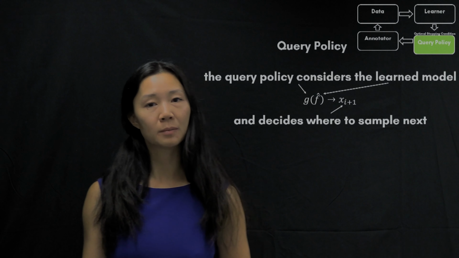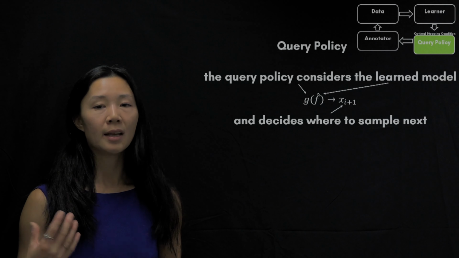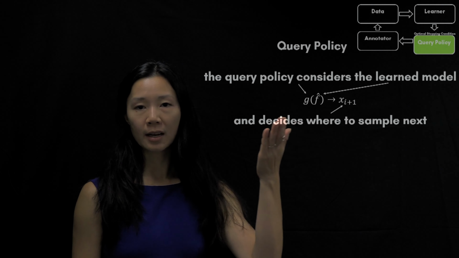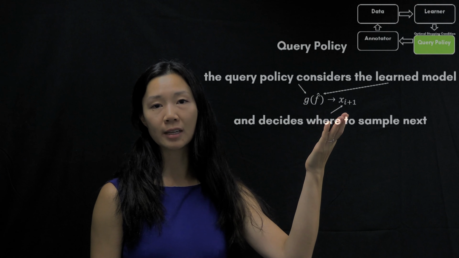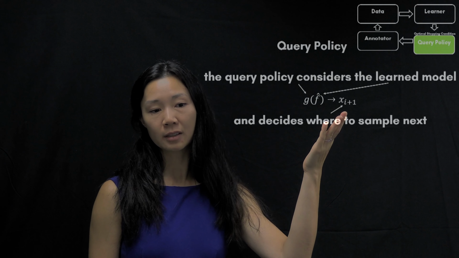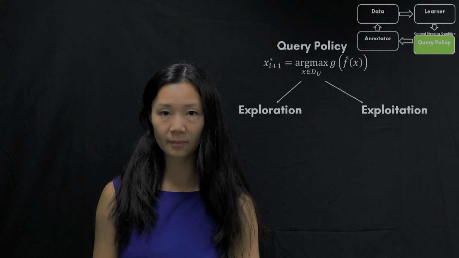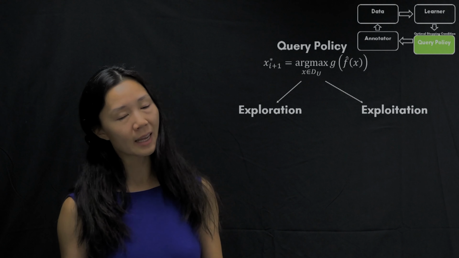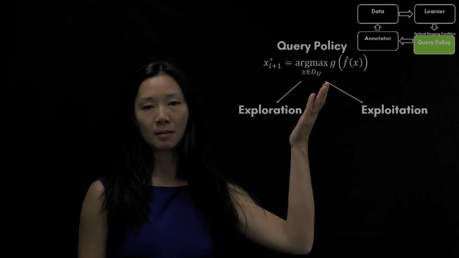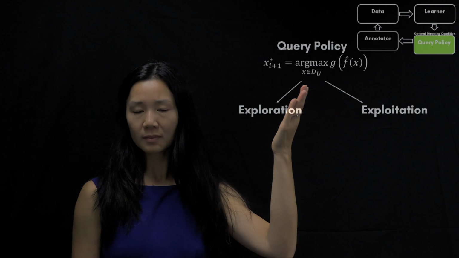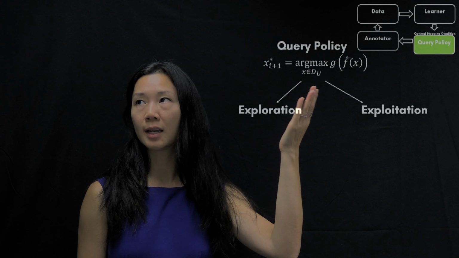The next component we want to talk about is the query policy. The query policy tells you how to sample. It considers the learned model f-hat. The query policy is called G. It takes in f-hat, and it generates the location of the sample that you want to sample next at iteration i+1. The query policy can also take a couple of flavors. In general, the query policy is some optimization problem where you take in some learned model and the argument that you want to optimize over is your input domain X.